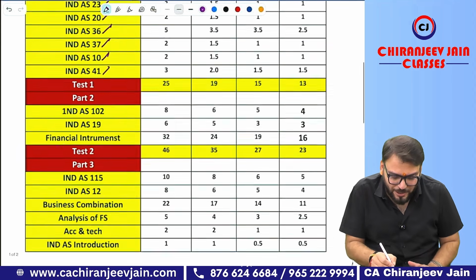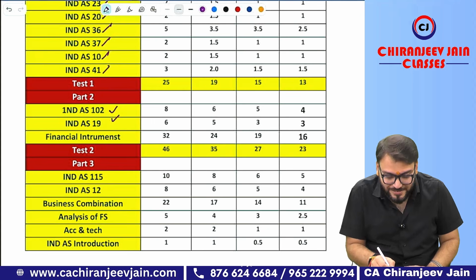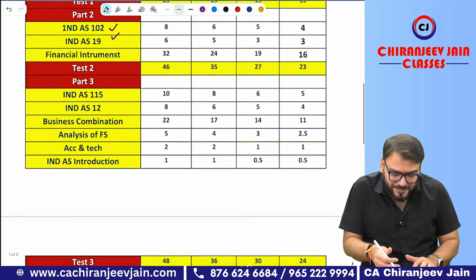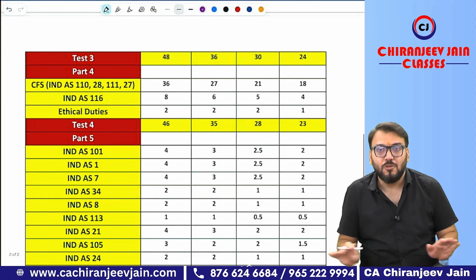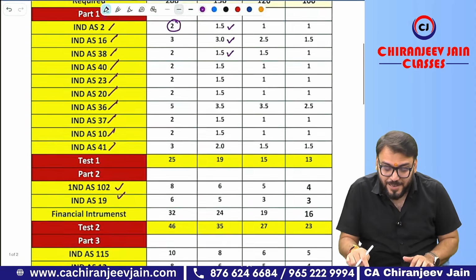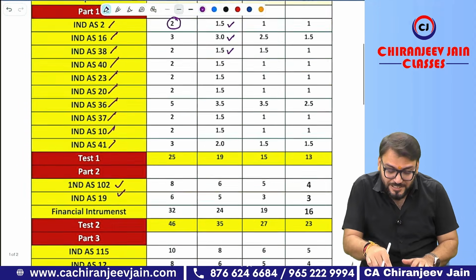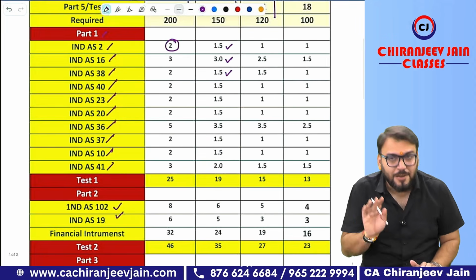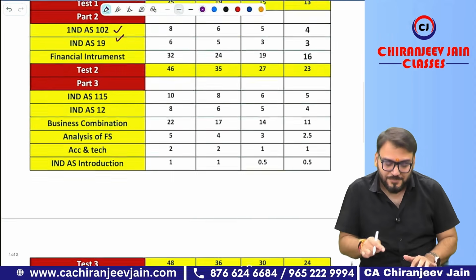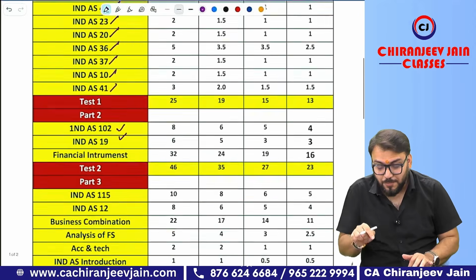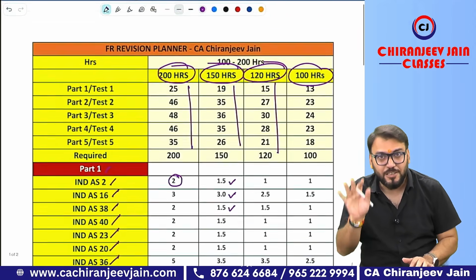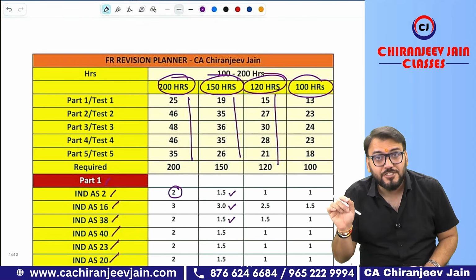Coming to part 2, I have Ind AS 102, Ind AS 19, financial instrument, and then part 3, part 4, and part 5, and so on. In my practice Saaranash batch, I will take all the chapters in this sequence only. It means I will start with part 1, then I will go to part 2, then part 3, then part 4. This planner will help you. Just try to understand if you are attending my practice Saaranash batch.